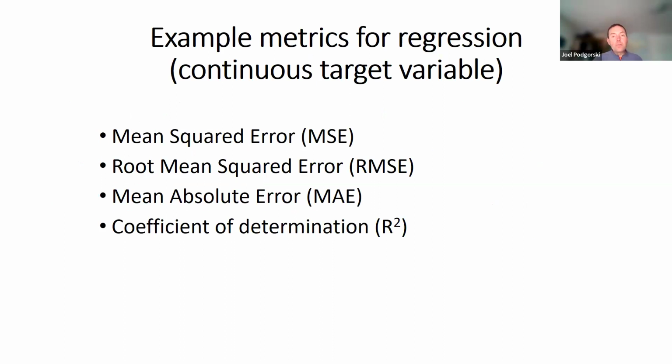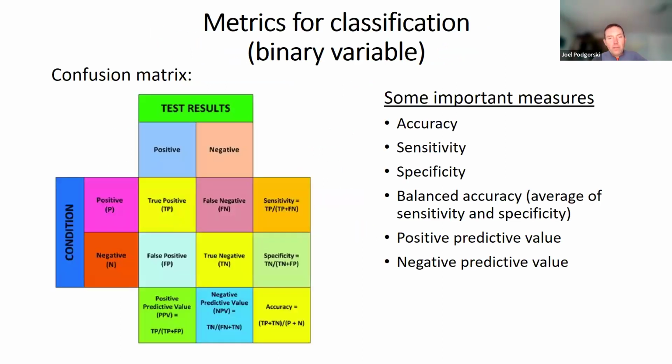So some examples, ones you would have otherwise heard of for regression, modeling a continuous target variable. Things like mean squared error, root mean squared error, mean absolute error, or coefficient of determination. However, none of these work for a binary variable; these are for a continuous variable.